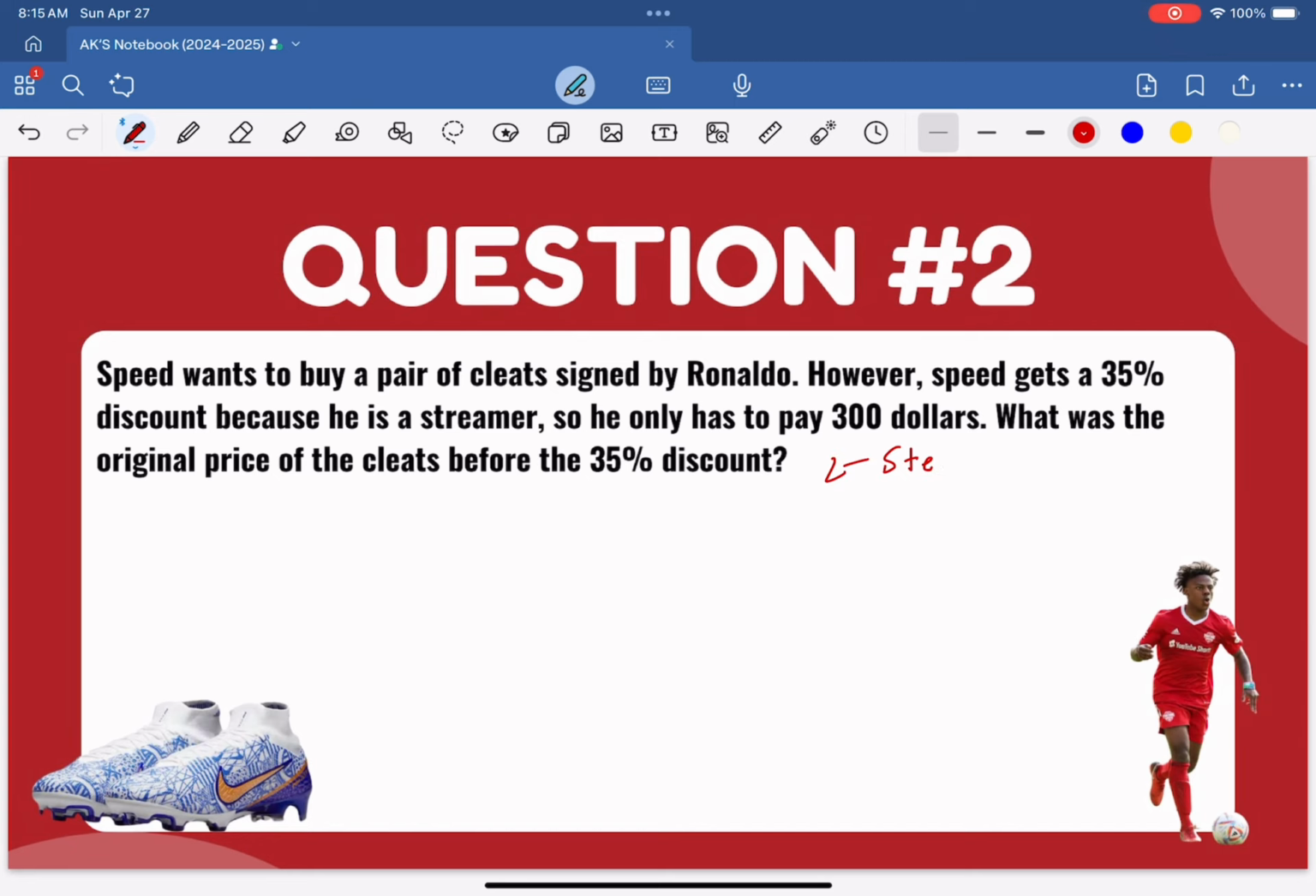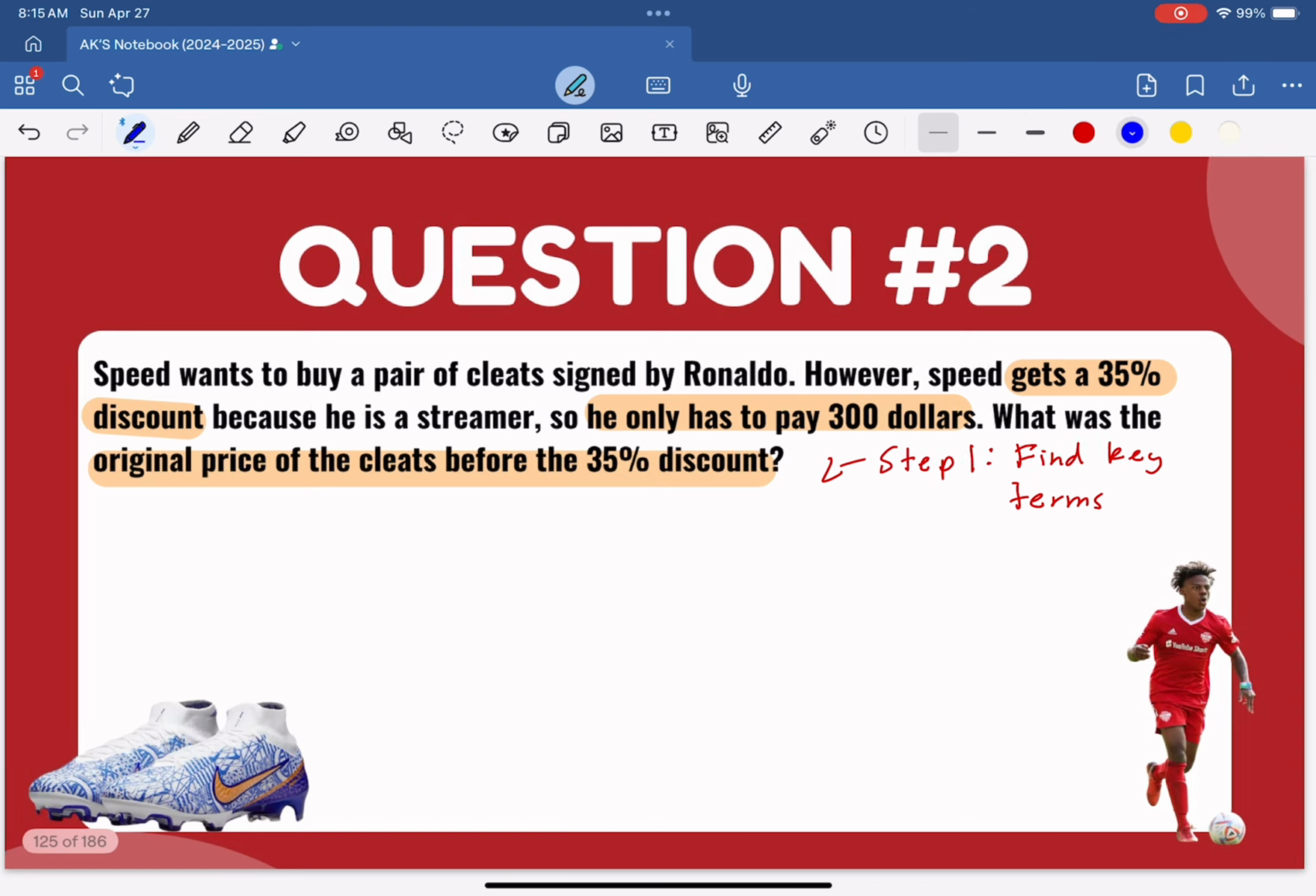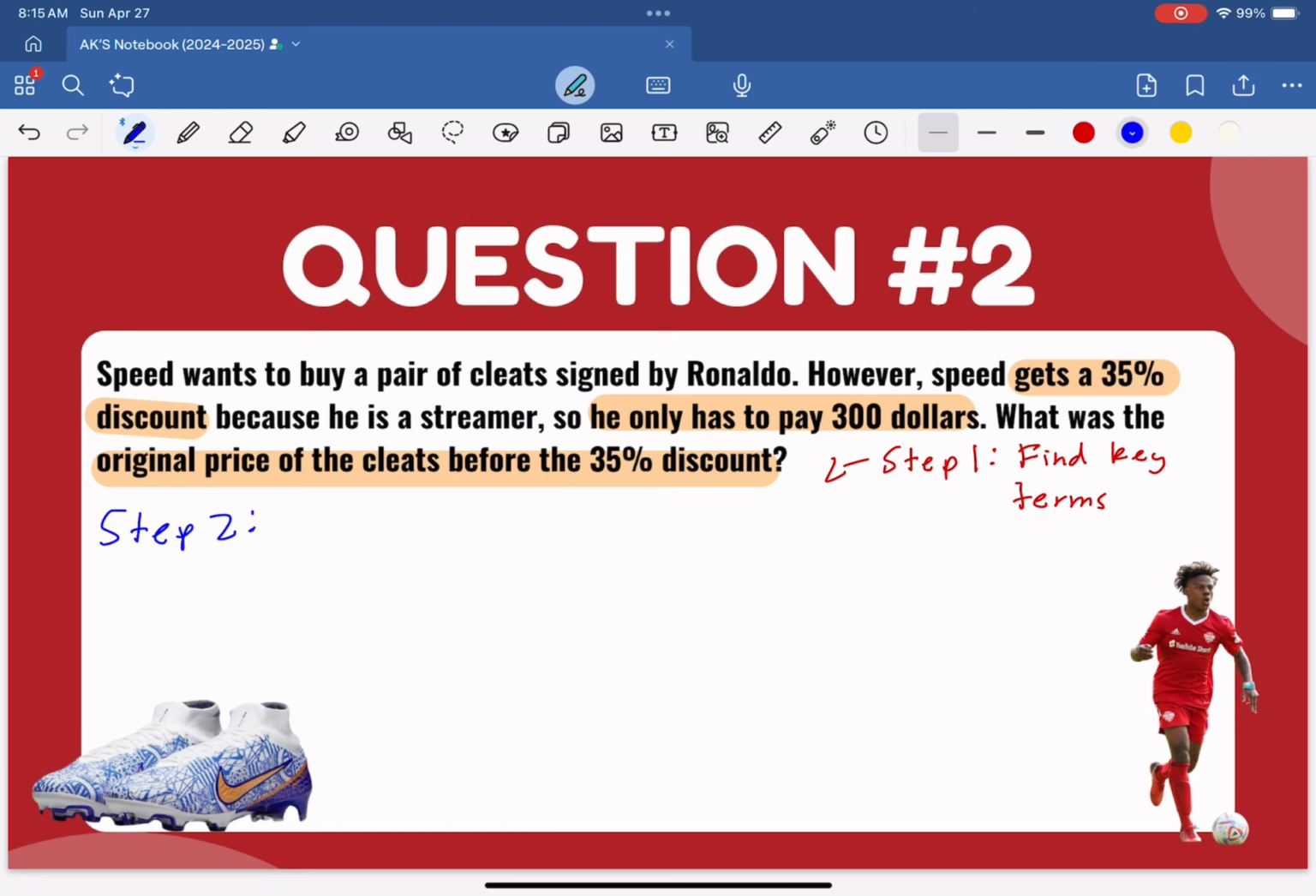So once again, the first step is to find key terms. From the question, the important information is that there's a 35% discount applied, and we see that the total price with the discount is $300, and this time it is asking for the original price. Step 2. Set up an equation using the information we just took out of the question. Similar to the last question, 100% of the original price minus the 35% discount is the percent of the original price that is paid. So the equation becomes 100% minus 35% times the original price equals $300.